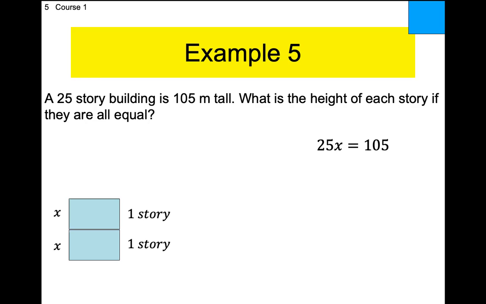Divided by x. We're trying to get x by itself. So my goal is to take the magic eraser and erase 25. That's what I need to get rid of. So what are you going to divide both sides by? That's kind of what I'm stuck on.